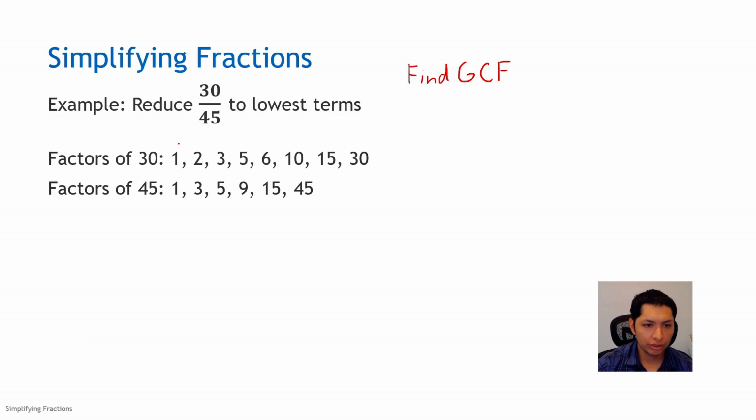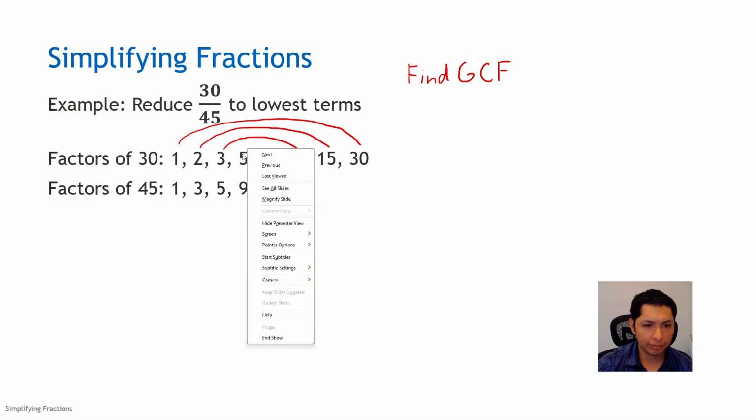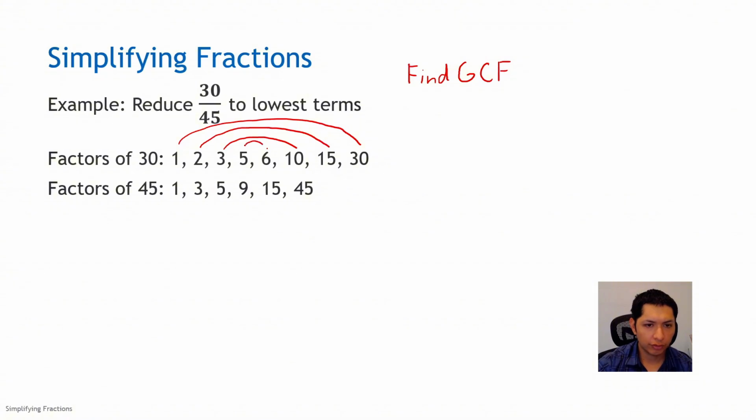And the way that you read these are that 1 times 30 is 30, 2 times 15 is 30, 3 times 10 is 30, and 5 times 6 is 30. And those are the factors. Similarly, for 45, the factors are 1, 3, 5, 9, 15, and 45. So it'd be 1 times 45, 3 times 15, and 5 times 9. So those are the factors of each of the numbers separately.